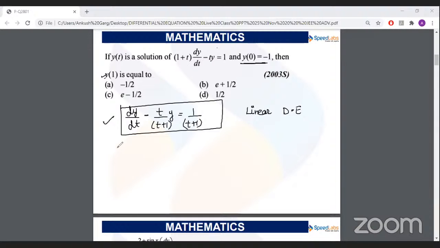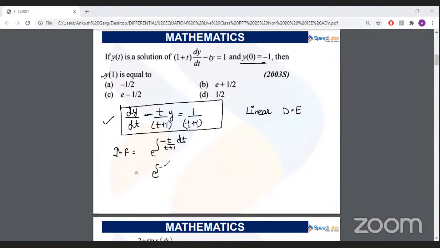So the integrating factor will be simply e to the power integral p dx, right? But here the variable is t, so you'll write p dt. What is p? P is minus t upon t plus 1. Here you should not write t upon t plus 1 only; this minus sign you have to take with p. So minus t upon t plus 1 dt. Now you can integrate it.